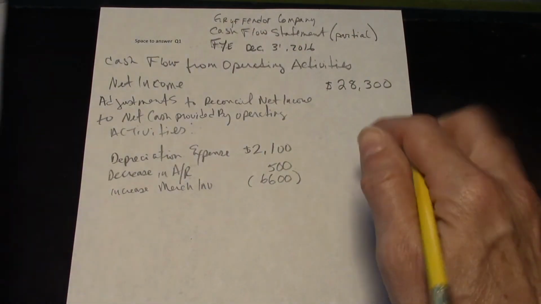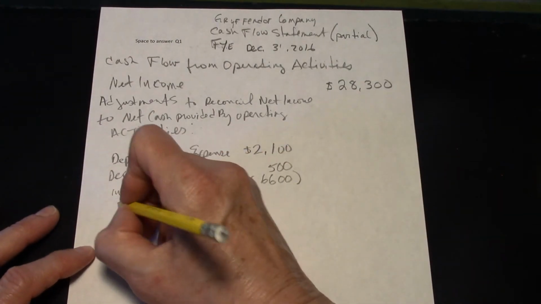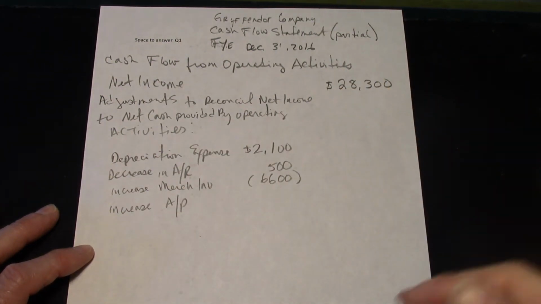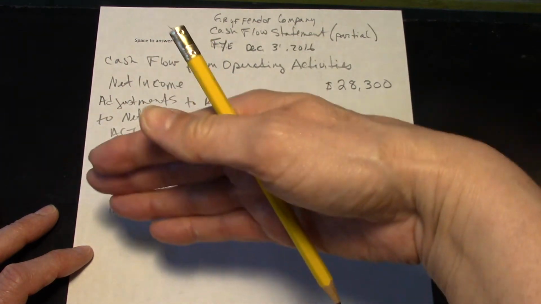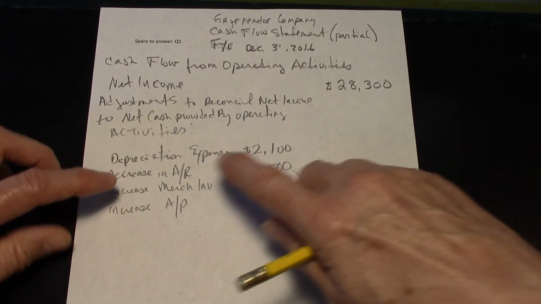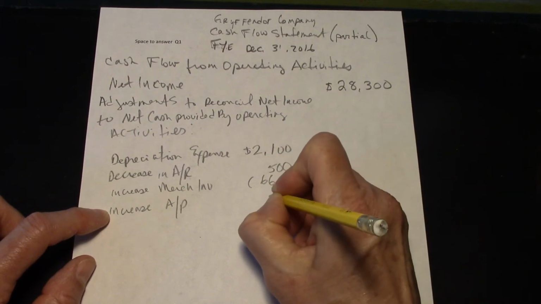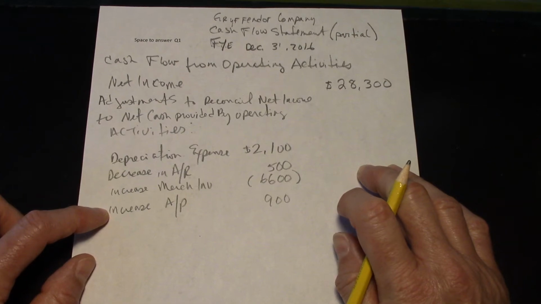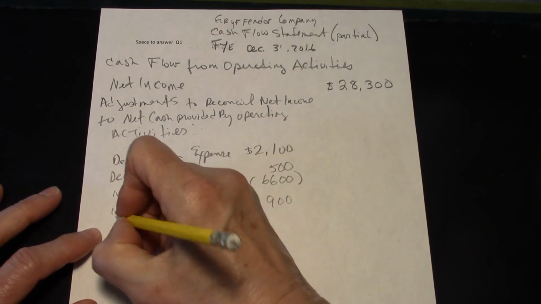Now we're going on to our liabilities. We had an increase in accounts payable. And so it's the opposite. Current liabilities are the opposite of current assets. So when you have an increase for a current asset, you subtract it. But when you have an increase for a current liability, you add it. So this increase in the liability, we're going to add. And then the next thing was accrued liabilities. We had a decrease, so we subtract.